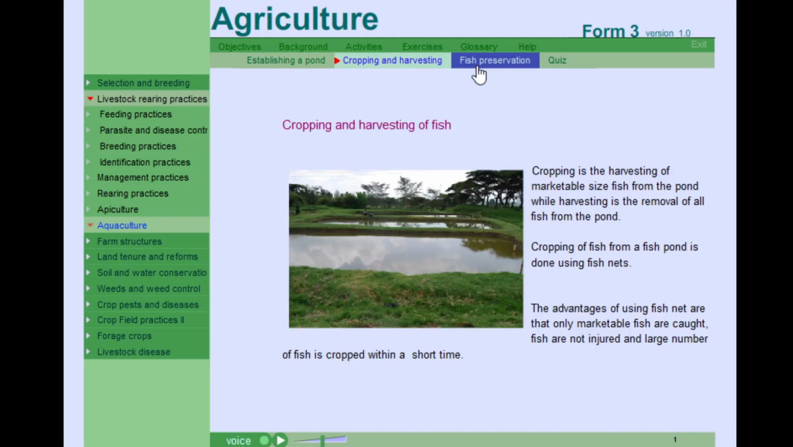Cropping and harvesting of fish. Cropping is the harvesting of marketable size fish from the pond, while harvesting is the removal of all fish from the pond.